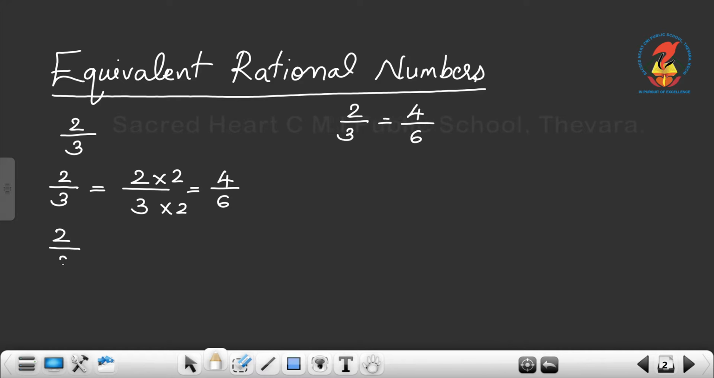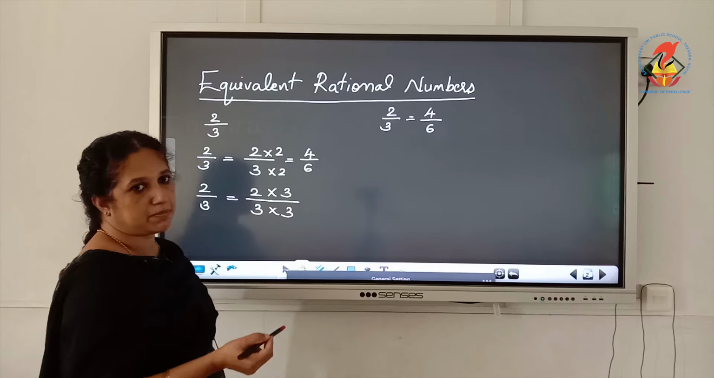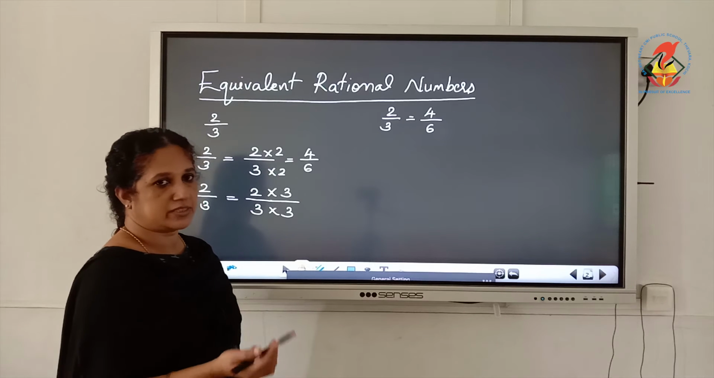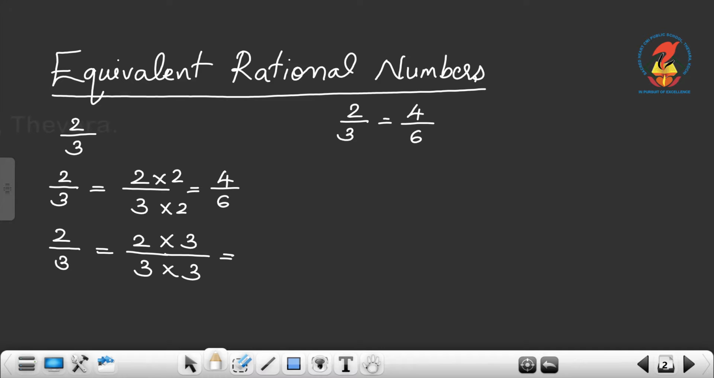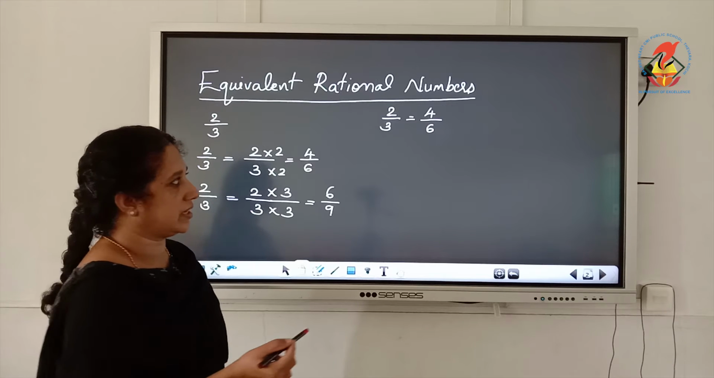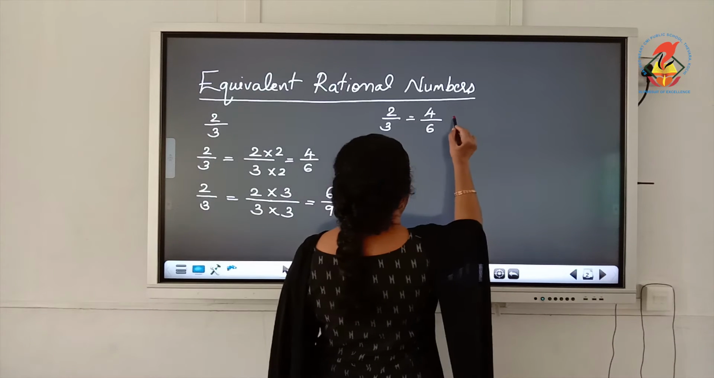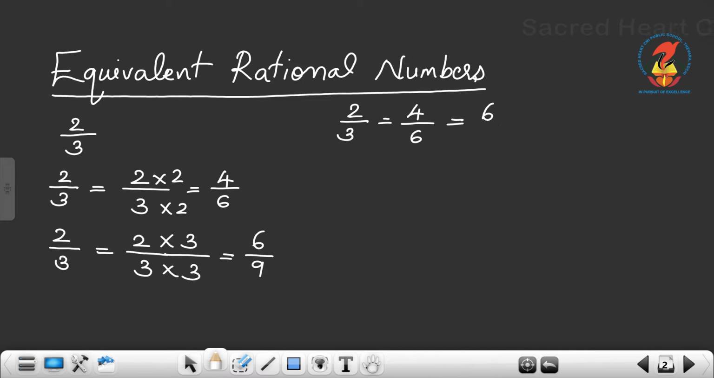Then again, if I take 2 by 3 and multiply with another non-zero integer, for example 3, we have to multiply both numerator and denominator by a non-zero integer. Any integer you can take. So it equals 6 by 9. So 6 by 9 is equivalent to 2 by 3, or 2 by 3 is equal to 4 by 6, and which is equal to 6 by 9.